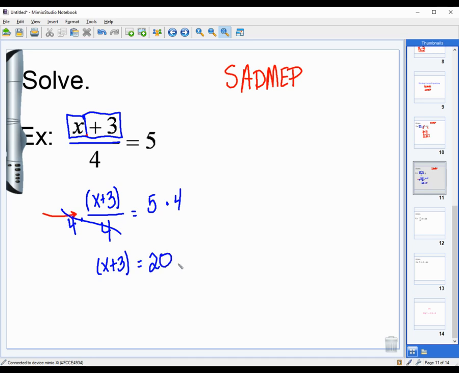And now that we are on the last step here, we can go ahead and just get this x by itself. As you can see, this is just a quick plus 3 that's going on here. We're going to need to do the opposite of adding 3. What's the opposite of adding 3? That would be subtracting 3. So our final answer here is going to be x equals 17. All right.